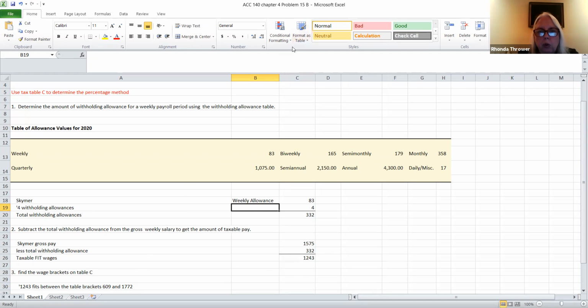So I'm going to stop sharing this with you, and I'm going to go to Cengage for just a minute so you can see where I'm getting the amount for the federal income taxes. So 1243 was what we have calculated as taxable FIT wages.